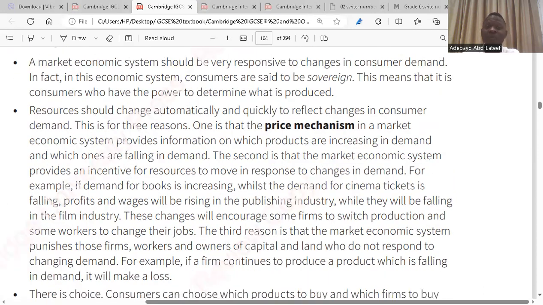So these are the reasons why the market economy system is advantageous. That's why they focus resources on producing what customers demand: because of the price mechanism, because they are able to switch from one product to another, and because if they don't, they won't be selling. They will lose out. Clear? Yes.